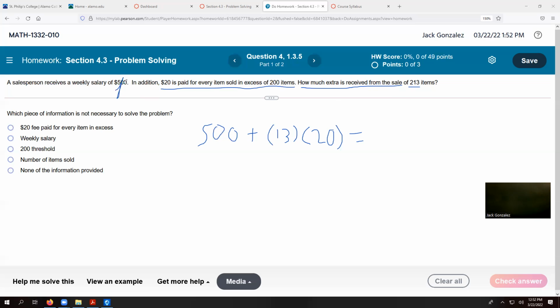So I don't need to know this, do I? I don't need this at all. They just need this. So all they want to know is my bonus. So I don't need the weekly salary. Everything else I need. If they would have asked what is the total that person made, then I would have used everything, but they didn't ask for it.